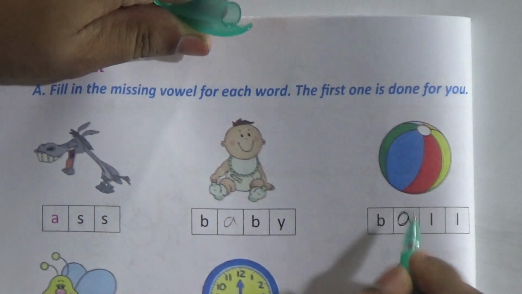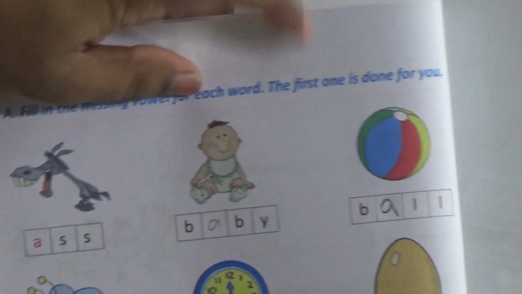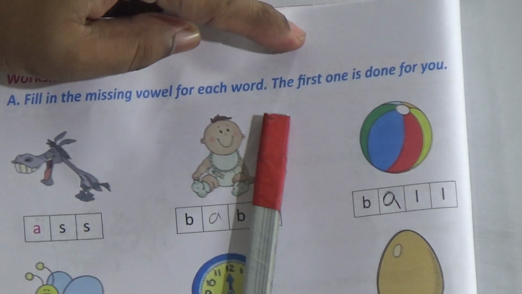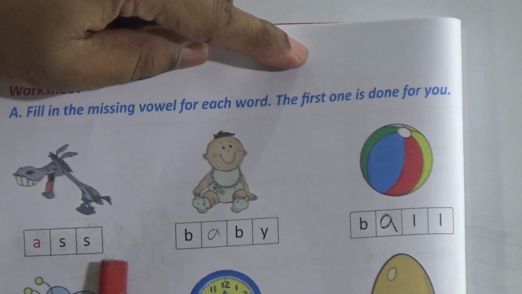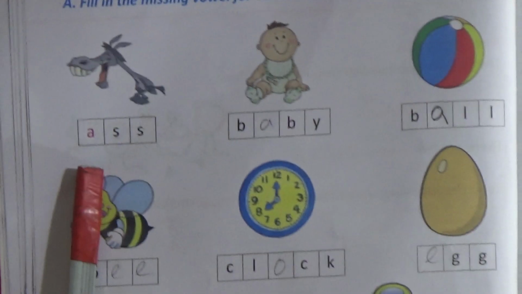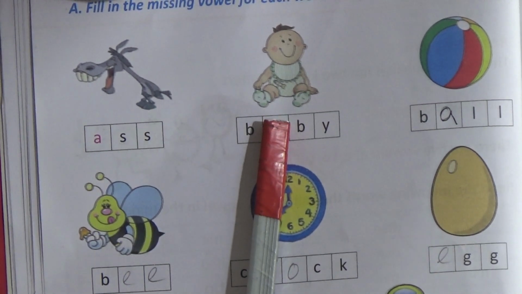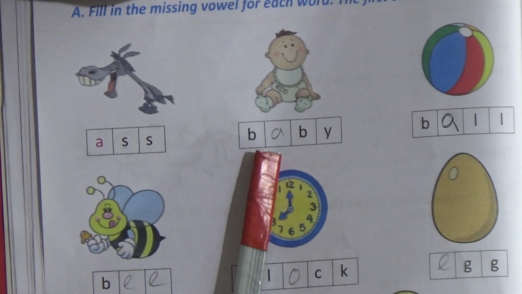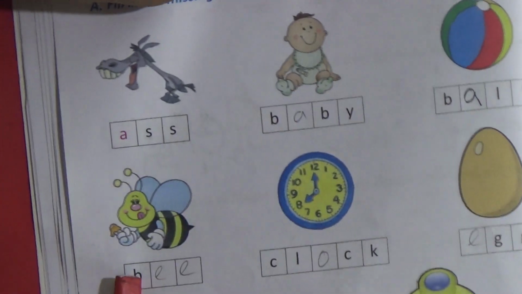There is a ball, B-A-double-L. You can see, fill in the missing vowel for each word. The first one is done for you: A and double S. We have filled in the blanks. In this word B-_-B-Y, it is B-A-B-Y, baby. Ball, B-A-double-L.